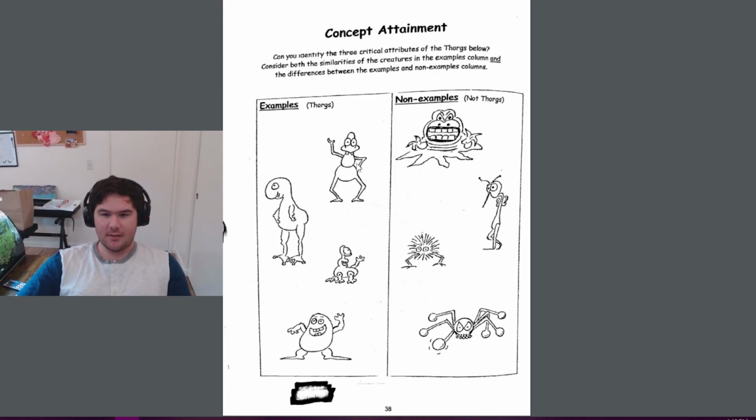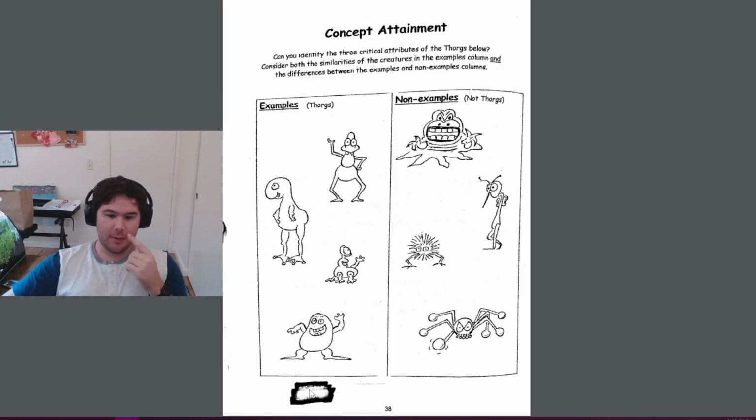That's as far as I made it by myself. For the life of me, I could not figure out what the third and final critical attribute was. I tried every possible thing I could think of: eye shape, feet shape, toes, teeth. Maybe that they have one eye, but these guys have two eyes. These guys have wings, and I could not figure it out. So I actually gave this to each of my classes, and I had them collaborate with one another to try and figure out the same thing.